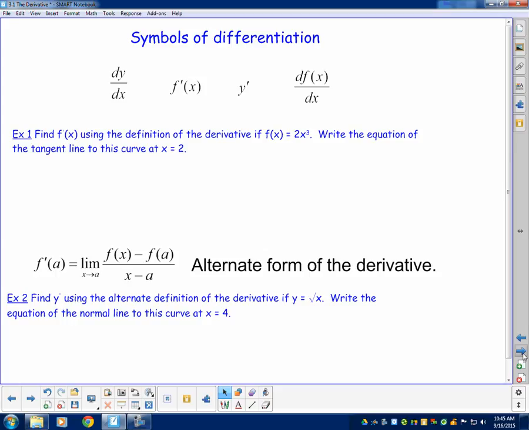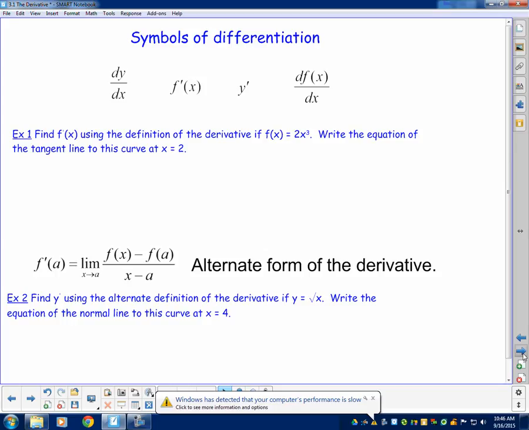It says find f prime using the definition of the derivative if f of x equals 2x cubed. Write the equation of the tangent line to this curve at x equals 2. So here's the thing, it's asking us to find the derivative first. If it says find the derivative and it doesn't say at a specific point, I'm going to get a function in x, or whatever variable they use, not a number. If they ask find the derivative at the point x equals 2, you would just get the number, and that would represent the slope of the tangent line at 2.